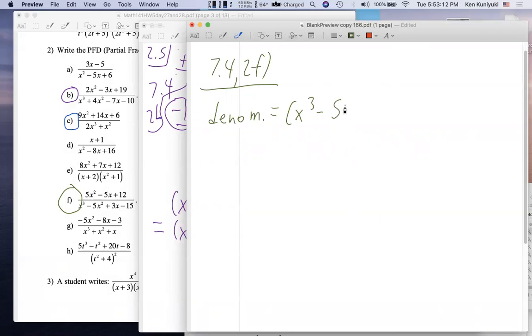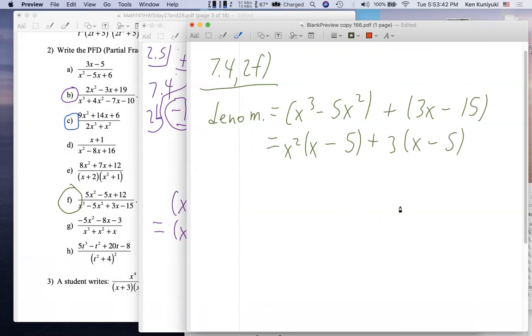I'm going to group x cubed minus 5x squared plus 3x minus 15. Naturally group the first two terms, group the last two terms. What's the GCF from the first group? x squared, right? The other factor is x minus 5. Plus, what's the GCF here? 3. And we have, hey, look at this, x minus 5. That bodes very well for factoring by grouping because there is a common binomial factor. We can now factor that out from the whole expression.